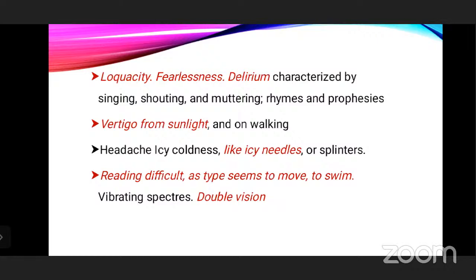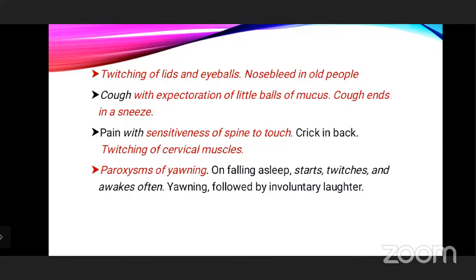Then a few symptoms: loquacity, fearlessness, delirium characterized by singing, shouting and muttering rhymes and prophecies, vertigo from sunlight and on walking, headache, icy coldness like icy needles, or print difficult to read as the type seems to move and swim, vibrating spectres, and there will be double vision. Twitching of lids and eyeballs, nosebleeds in old people, cough with expectoration of little balls of mucus, cough in a sneezer. Pain with sensitiveness of spine to touch, pricking in back, twitching of cervical muscles, paroxysms of yawning on falling asleep, starting and waking often, yawning followed by involuntary laughter.